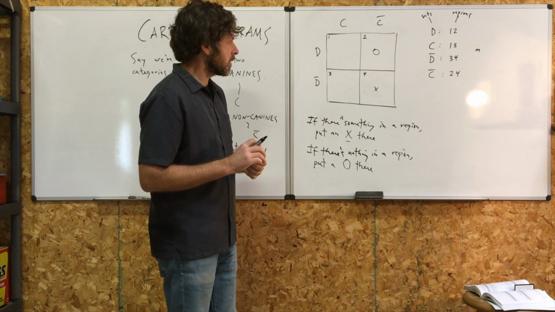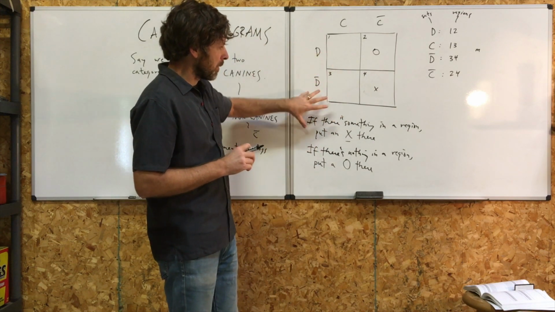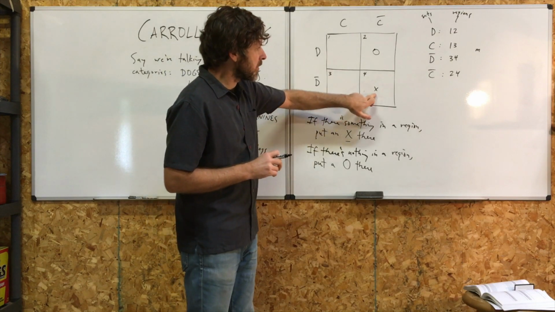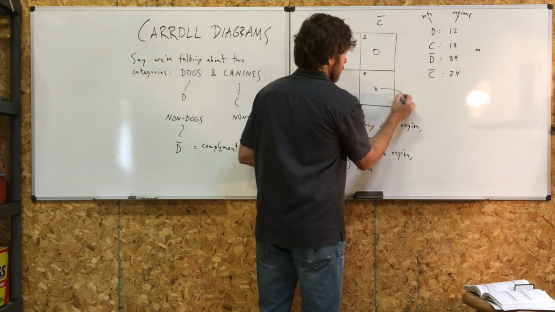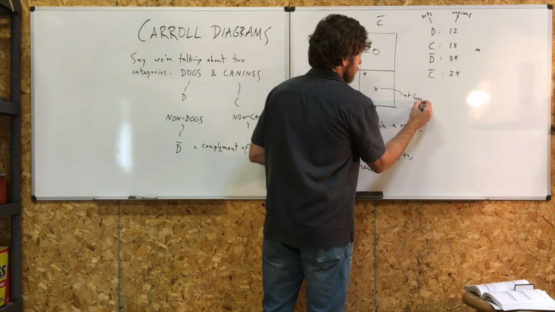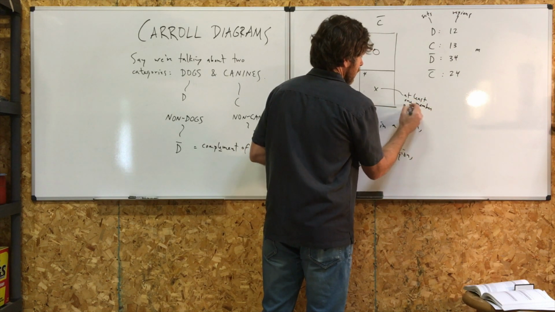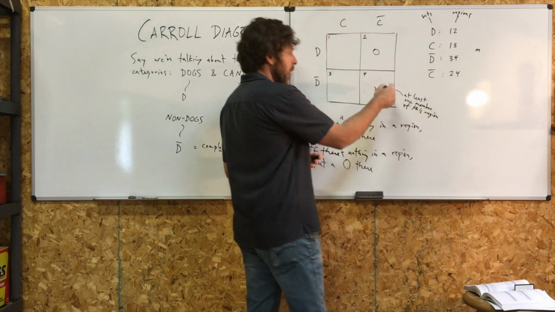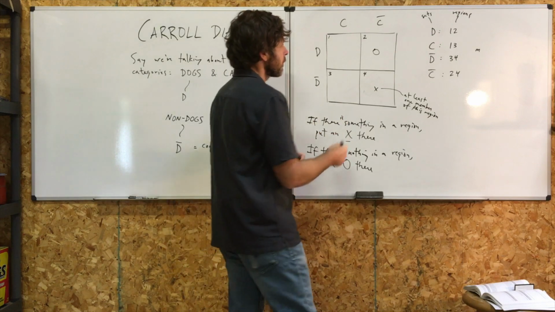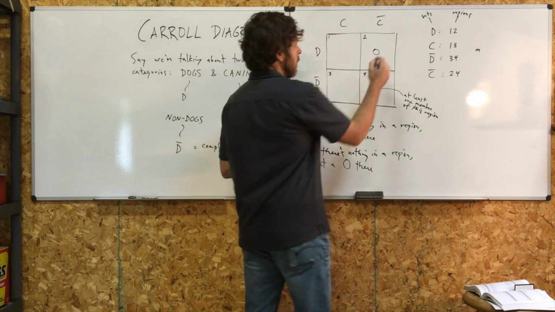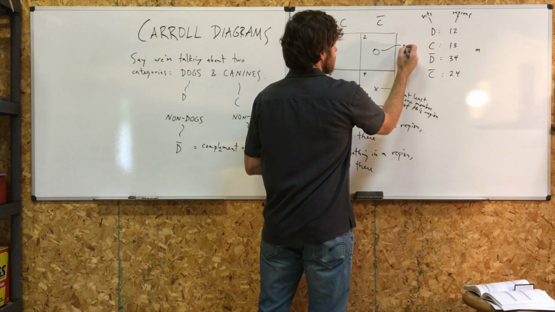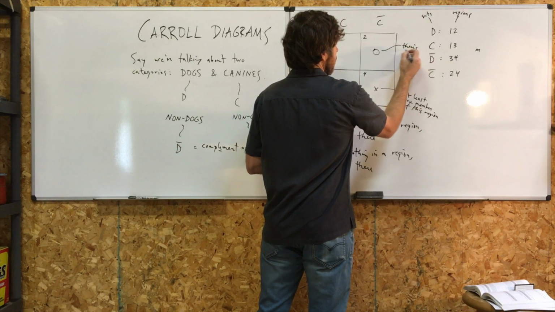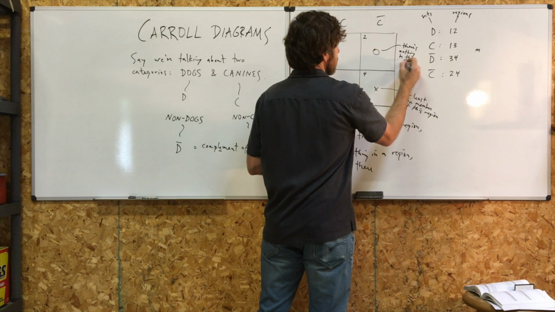Does that make sense? So just hold it there for a second. This is important to be able to see this. An X means there's at least one member of this region represented by this space, the square. See, it's a nice visual. 0 means there's nothing in this region.